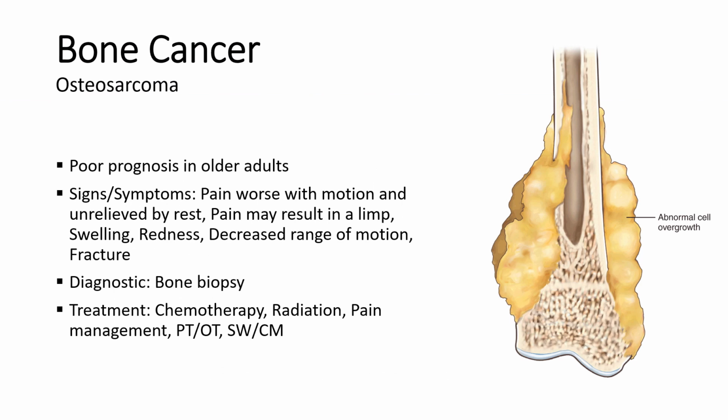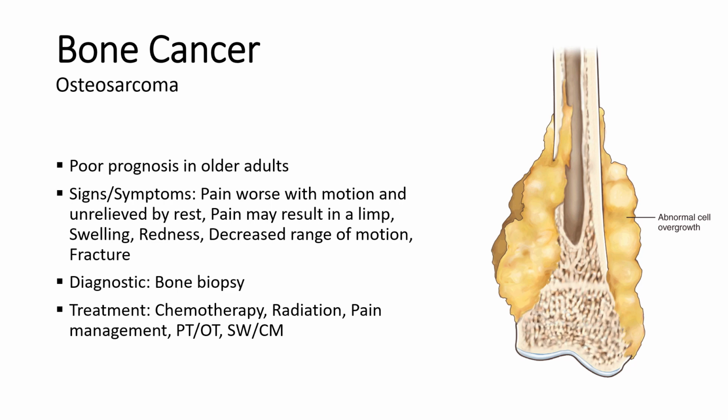Bone cancer, specifically osteosarcoma, can occur in all age groups. The prognosis is poor in older adults. Signs and symptoms the patient may have are pain worse with motion and unrelieved by rest, a limp, swelling, decreased range of motion, and fractures. The definitive diagnostic study is a bone biopsy. The primary objective of medical management is to destroy or remove the tumor. The ultimate goal of treatment is limb salvage, survival, and maintenance of quality of life.